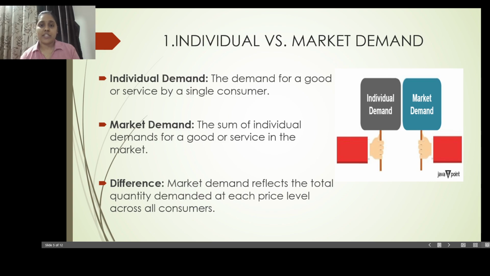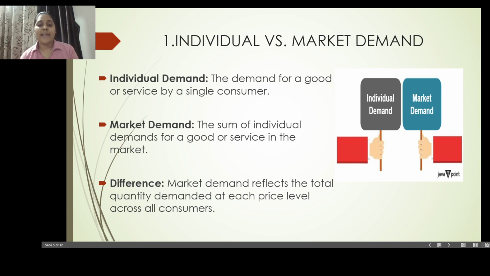First, let's understand the difference between individual demand and market demand. Individual demand refers to how much of a product one person wants to buy, and market demand is the total demand from all consumers for the same product. For example, if a person buys two pizzas per week, that is individual demand. If 1000 people buy pizza, total demand is 2000 pizzas per week, which is market demand.